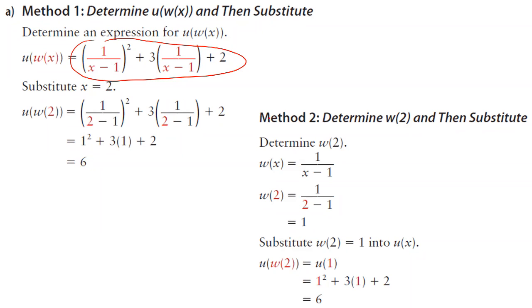Okay, actually there is another method. In order to solve u of w of x at 2, first we can evaluate w(2), right? So we can put x being 2 into the expression of w(x), which is 1. Then we can substitute w(2) equals 1 into u(x), which means u of w of 2 is actually u of 1, right? Which is 1 squared plus 3 times 1 plus 2, which is 6, right? Okay, so this is question A.